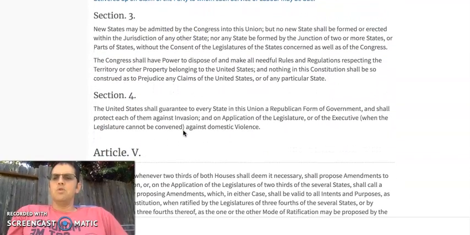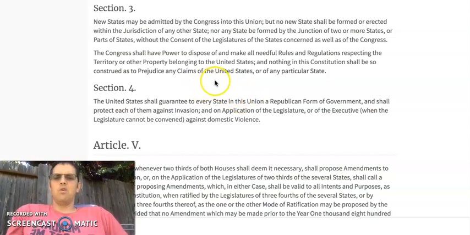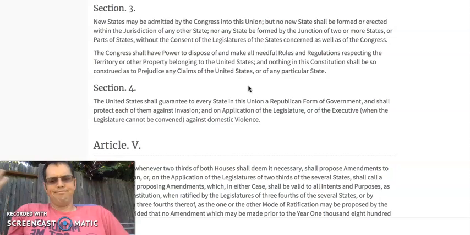Section 3. New states may be admitted by the Congress into this Union, but no new state shall be formed or erected within the jurisdiction of any other state, nor any state be formed by the junction of two or more states or parts of states without the consent of the legislatures of the states concerned as well as of the Congress. So NorCal, SoCal, there you go.